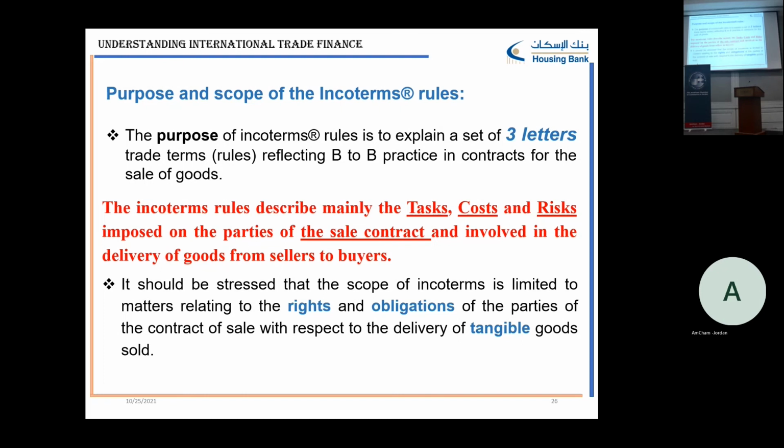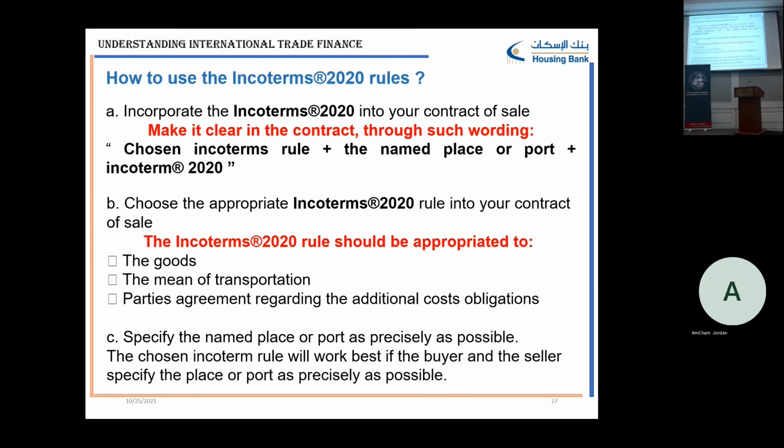To sell this good intangibly from the exporter to the buyer. How to put the Incoterm in the contract of sale? Make it clear when you insert it in the contract of sale. I have to insert the Incoterm and the name, the place or port, and I have to insert the Incoterm publication number. I will follow up because the previous Incoterms are still valid. The 2010 is valid, the 2000 is valid. So I have to insert which Incoterm I am following in my contract of sale.